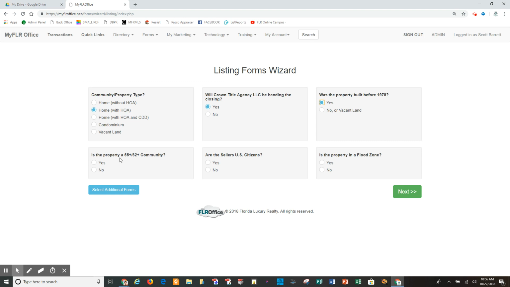Is the property a 55 or 62 plus community? Again, it will provide the disclosure. Disclosures should be filled out and signed by the seller and provided to a potential buyer who's interested in buying the property, so the buyer is given the proper information when they sign the documents. Those disclosures effectively become part of the contract.